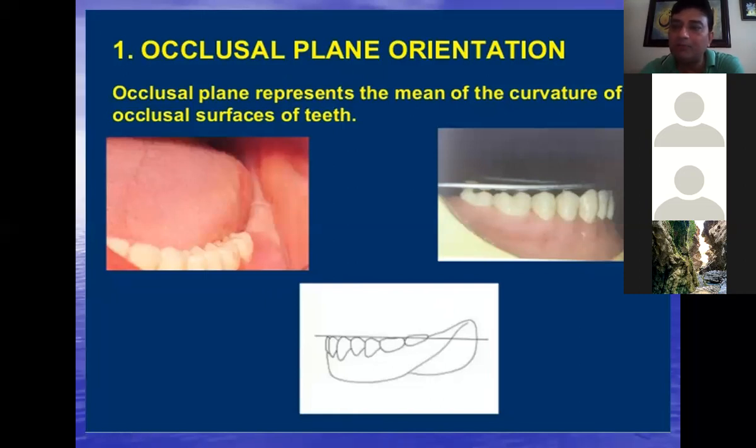Orientation relationship is a maxillomandibular relationship where your maxilla is related with your mandible, or mandible is related with your maxilla, whatever you want to say.